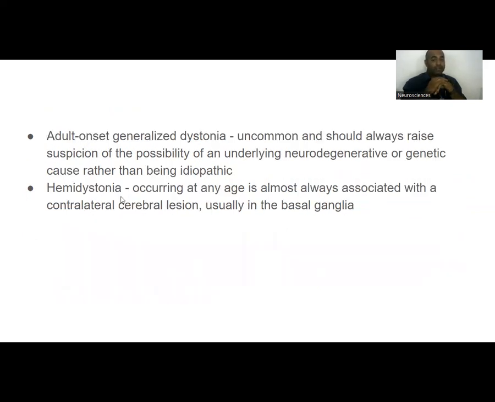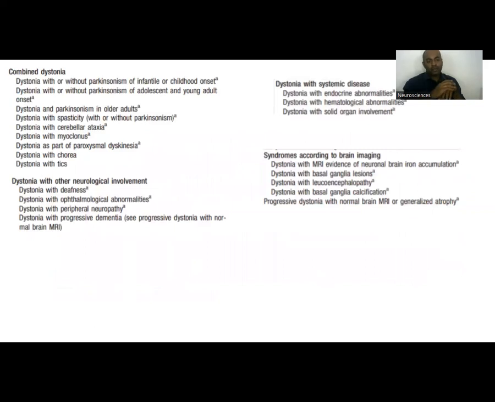Adult onset generalized dystonia, again uncommon, should always raise suspicion of an underlying neurodegenerative or genetic cause rather than idiopathic. Hemidystonia occurring at any age is usually associated with a contralateral cerebral lesion, usually in the basal ganglia. So these are the isolated dystonia syndromes that we saw.